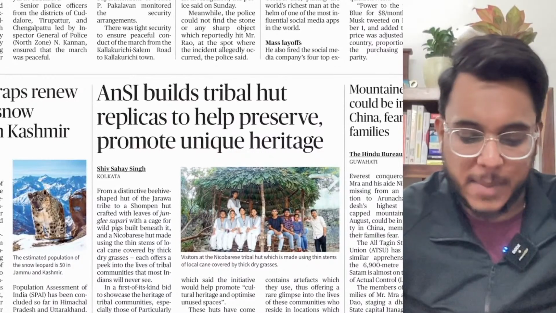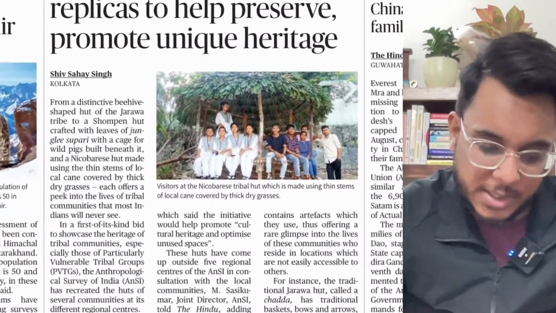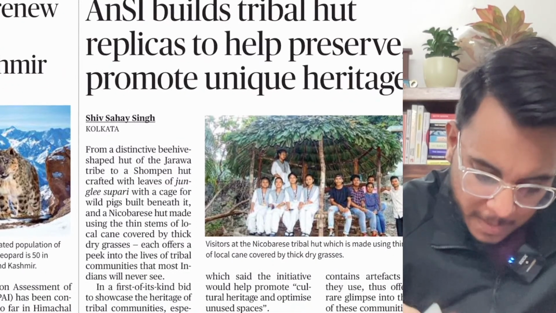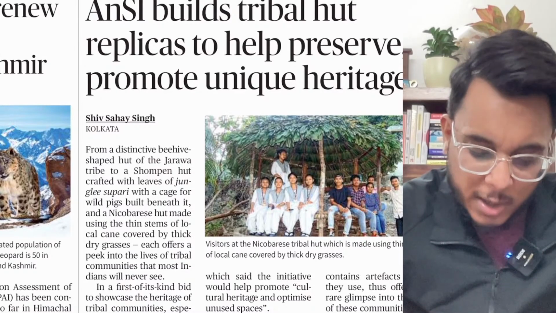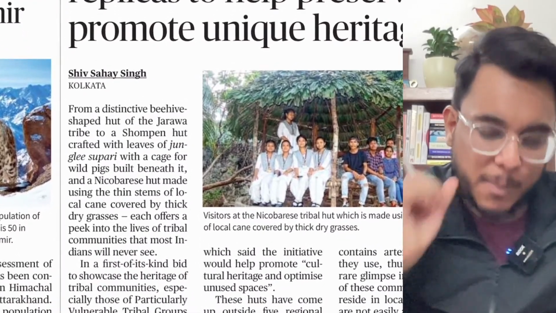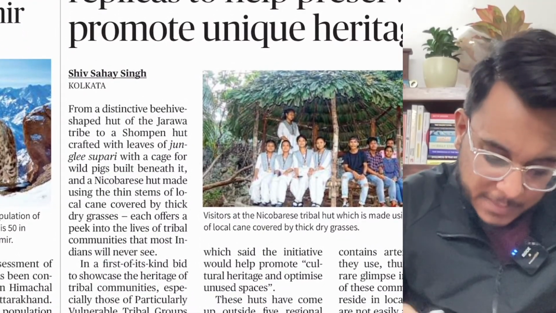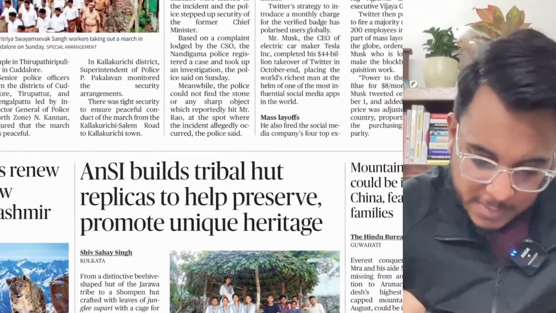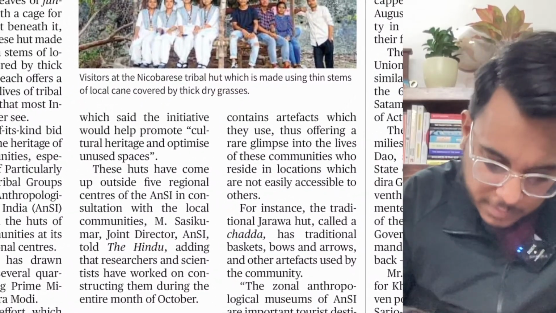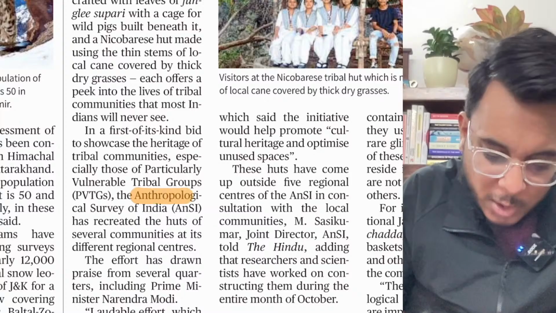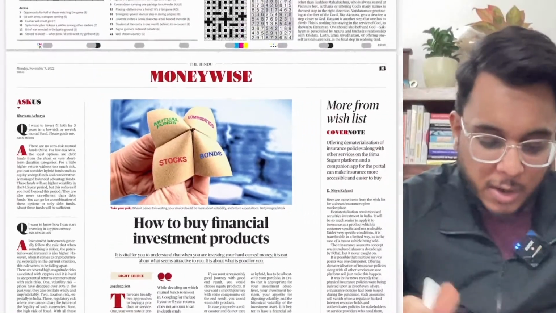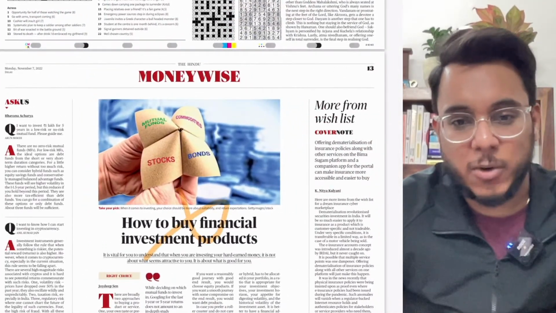ANCI builds tribal hut replicas to help preserve and promote unique culture. So guys, what has happened is that, in order to provide awareness, the prototype tribal huts have been built. Okay, so guys, in this particular direction, these huts have been constructed, and the huts have been constructed by the Anthropological Survey of India.